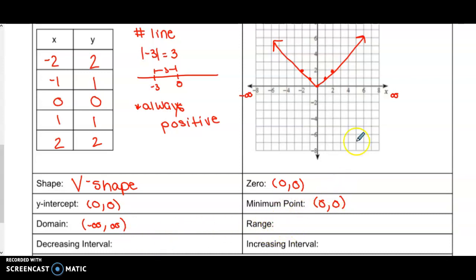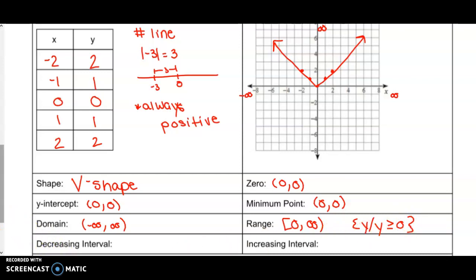Range, remember, is up and down. So you want to look for arrows pointing up and arrows pointing down. Well, notice I only have arrows pointing up and I have a minimum point. So that means I don't have anything pointing down. So if I was going to do this in interval notation, then I want to start at the minimum point and go up towards infinity. So remember, up is infinity. So I would say 0 with a bracket, because 0, 0 is an actual point, to infinity. If you like set notation, you would say all y values such that y is greater than or equal to 0.